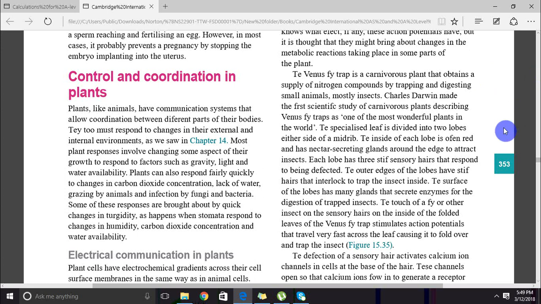And the last difference is that the action potentials that are indeed triggered in plant cells last longer and they travel more slowly, which makes sense because we don't have any of that specialized nerve cell. We don't have myelin sheaths, which greatly increase the rate of transmission, and so they last longer and they also travel slowly.